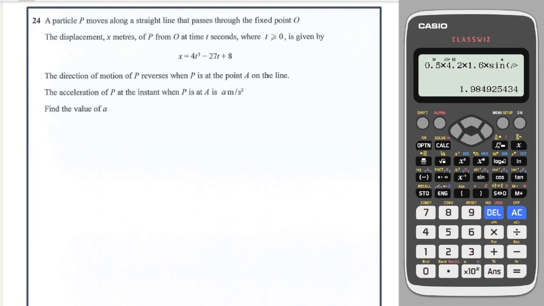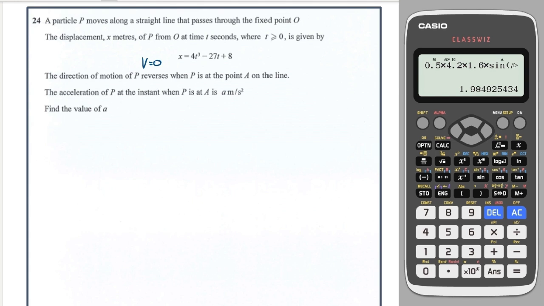Okay, final question. We have a particle moving along a straight line. Displacement is given as x. Normally it's given as s, but it's the same thing. It's in terms of t, which is time, and the direction of motion of p reverses when p is at the point A on the line. So when something reverses, at that particular instant, the velocity must equal 0, because it must stop and then turn back on itself. The acceleration of p at the instant when p is at A is given as little a meters per second squared. Find the value of little a.